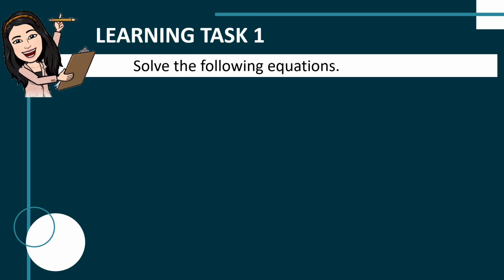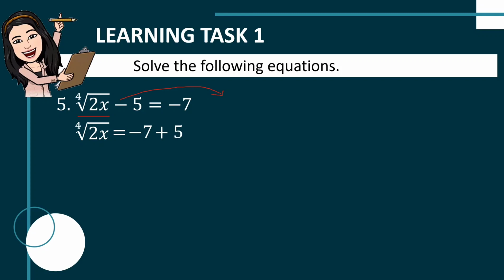Next. Let us have our number 5. Our given is 4th root of 2x minus 5 is equal to negative 7. So here, we need to isolate the 4th root of 2x, or the radical expression. So meaning, we will transpose negative 5 to the other side. So this will become 4th root of 2x equals, kopyahin ulit natin ang negative 7 kasi hindi naman natin siya kailangang galawin doon sa side na yon. So negative 5 will become positive 5. Okay? Maliwanag tong part na to.